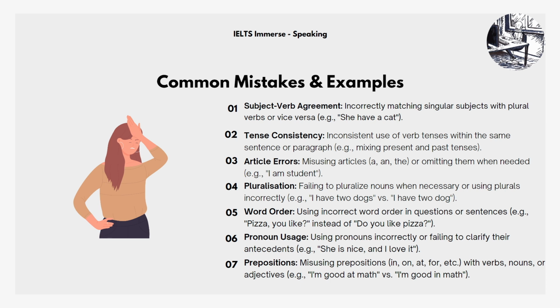I'm good at math, I'm good in math. Okay, which one is the correct one? Even now, you're probably thinking, they look good, both of them. Can I use both? Yeah, you can use both. They're understandable, but we want to reduce these mistakes. I'm good at math is the correct one.